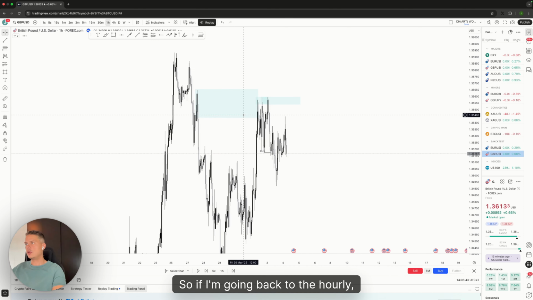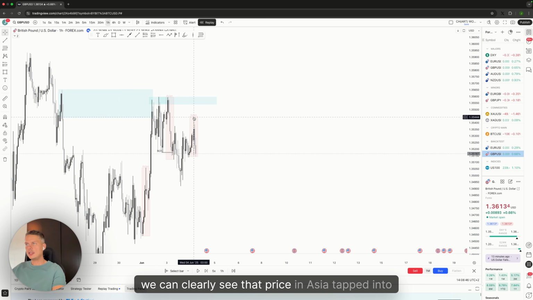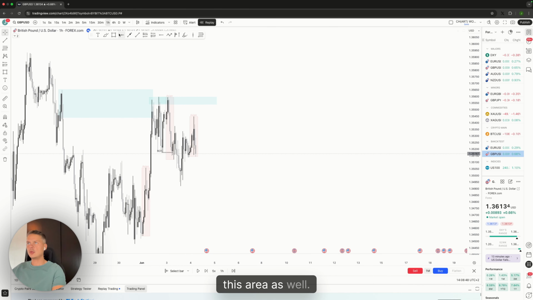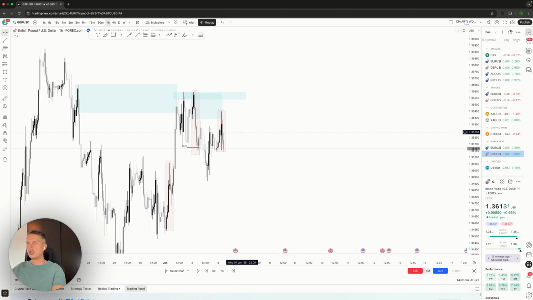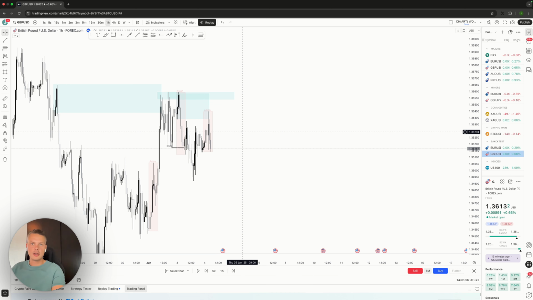So if I'm going back to the hourly, we can clearly see that price in Asia tapped into this area as well. It's not the cleanest area, but surely it is an area. Price tapped into this area. So what is a seller looking for in a potential trade?